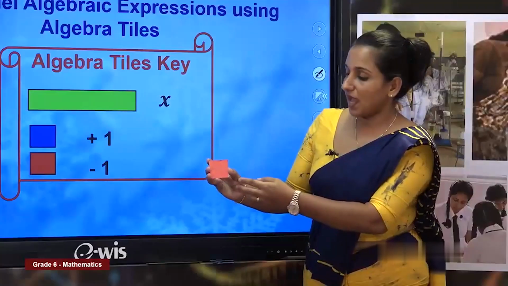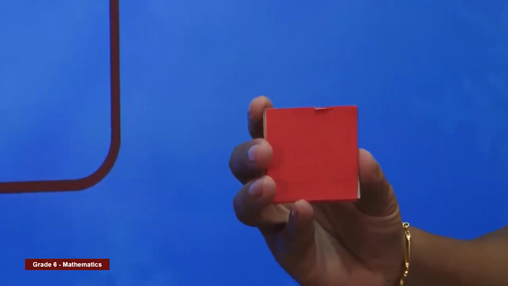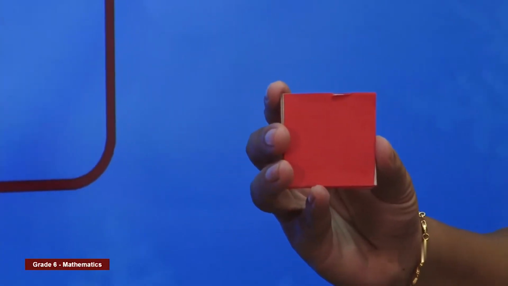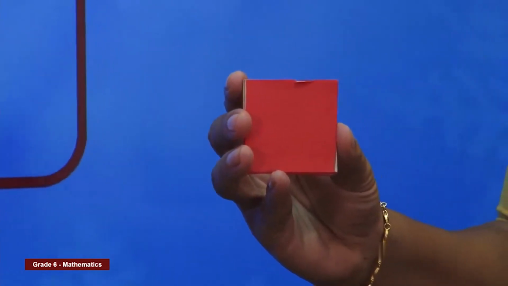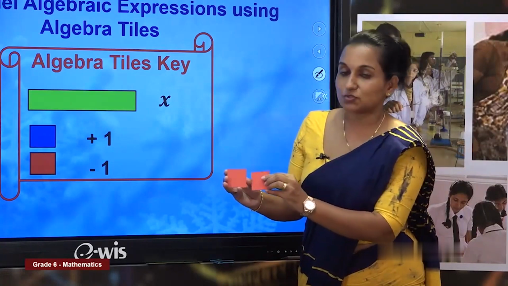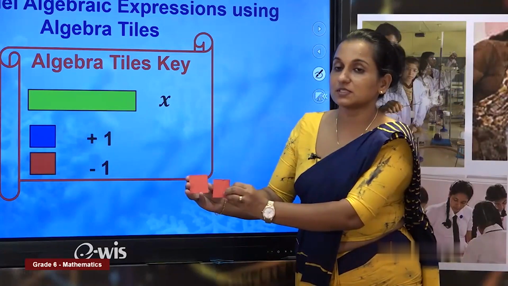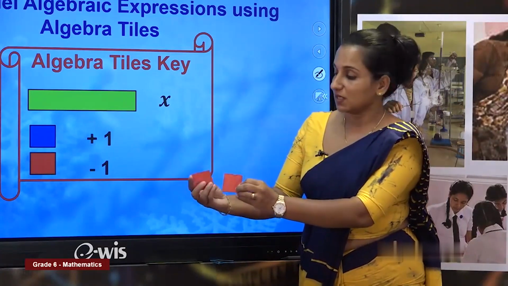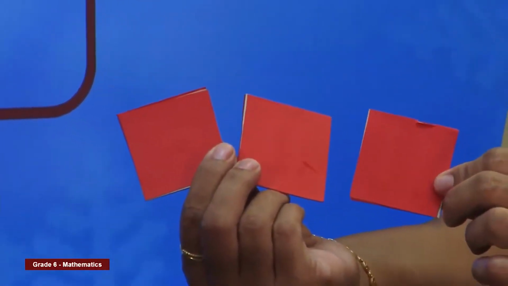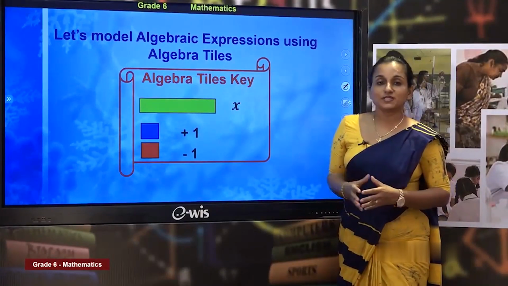Then we have red squares also. This red square represents subtract 1 or -1. If you want to represent subtract 2, you have to use 2 red squares. And if you want to represent subtract 3, you have to use 3 red squares like this. Now I hope you got the idea of algebra tiles.